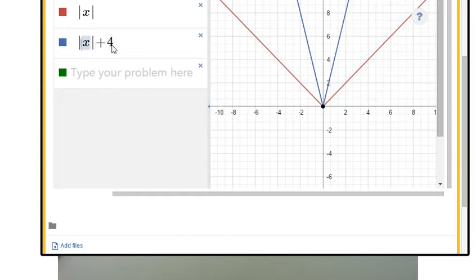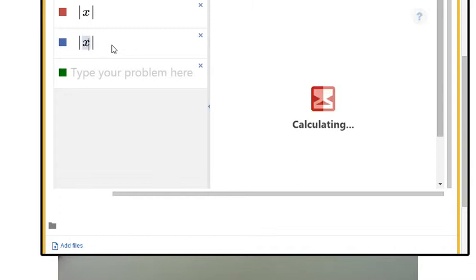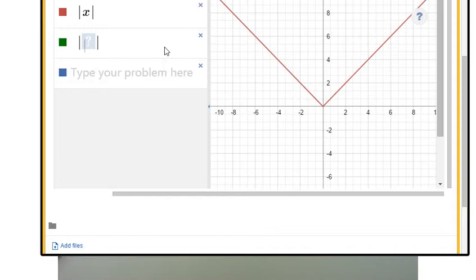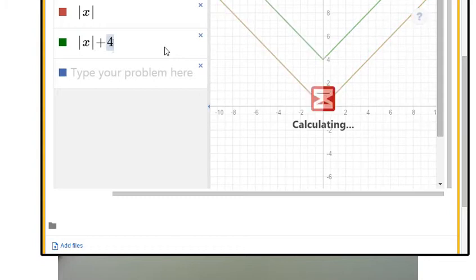That's weird. It takes a second. All right, that's what I wanted. The calculator was giving me a little bit of a problem there.